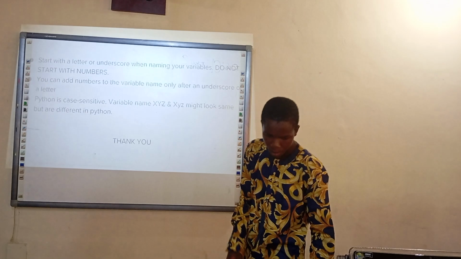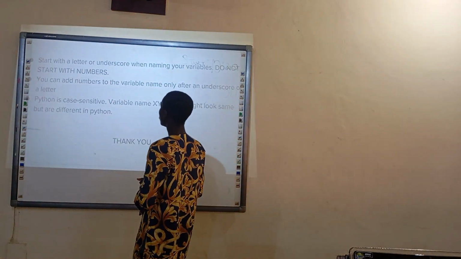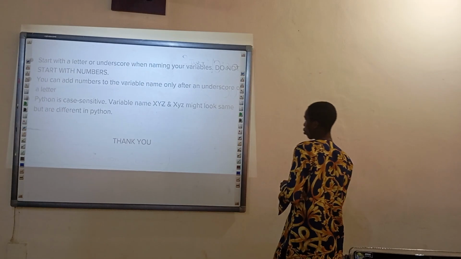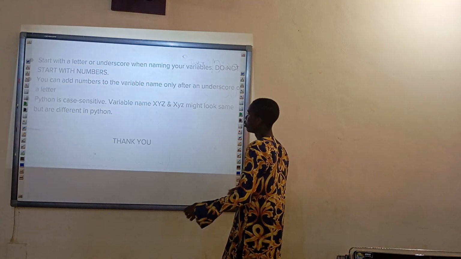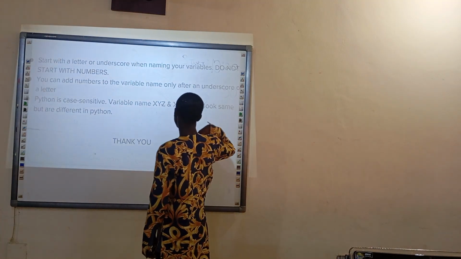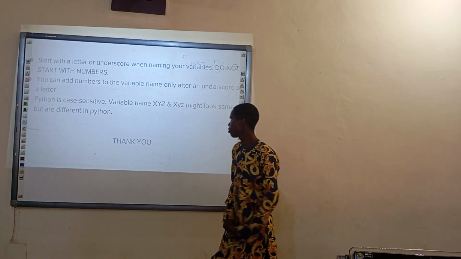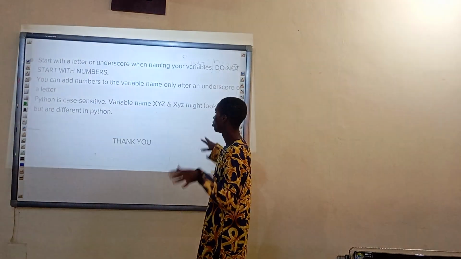In naming our variables, we follow some guidelines. In naming a variable, we start with a letter or an underscore. We do not start with numbers when naming variables. You can add numbers to the variable name only after an underscore or a letter. You don't start with numbers, if not, the thing will no longer be a variable to Python.